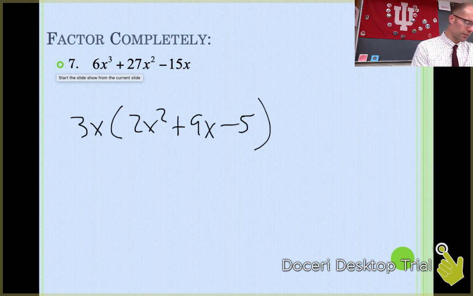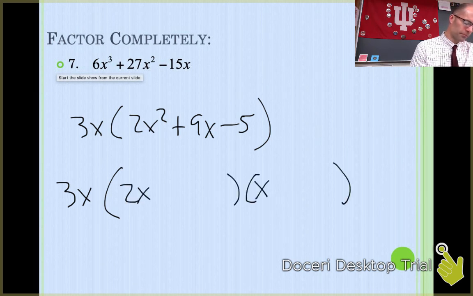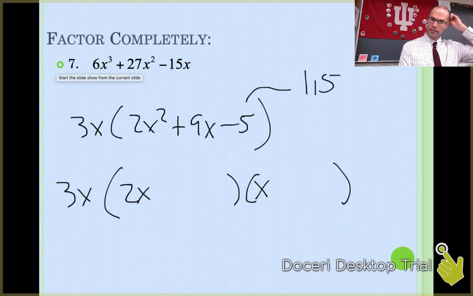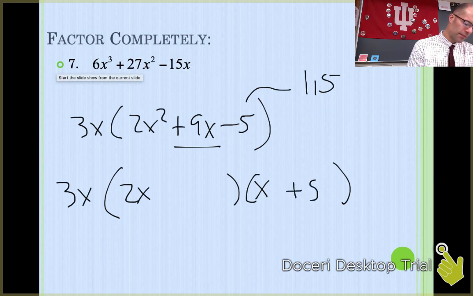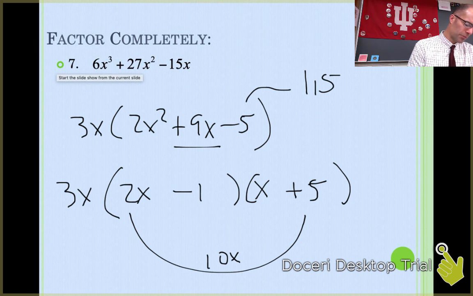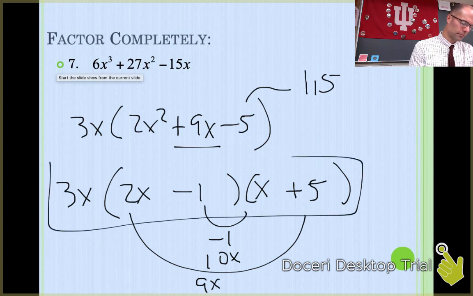And let's see if I can still factor. So I still have my 3x in front. My new a value is 2. So the only factors of 2 are 2 and 1. And then 5, the only factors of 5 are 1 and 5. Now remember, I want to get a positive 9 this time. So I'd have to take 2 times positive 5, which gives you 10, and then subtract the 1 here to get the 9. Good.